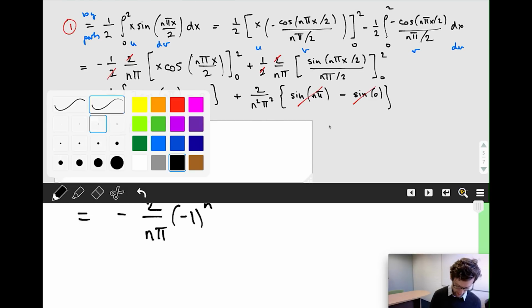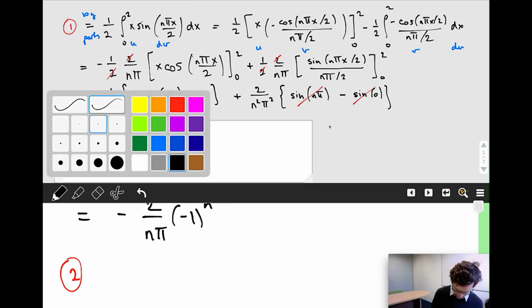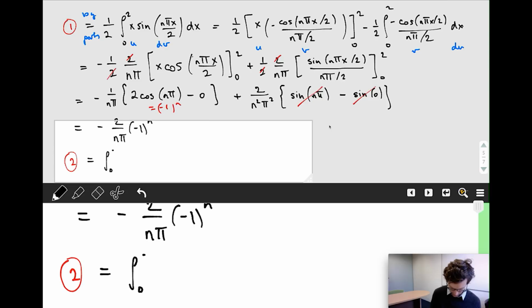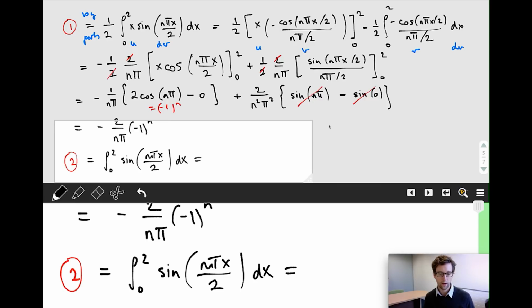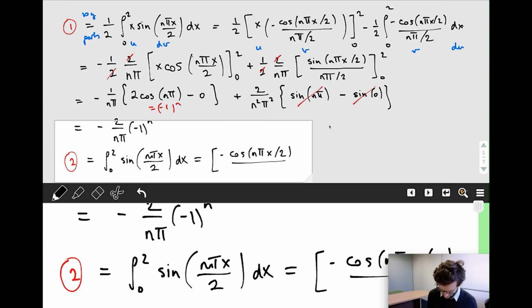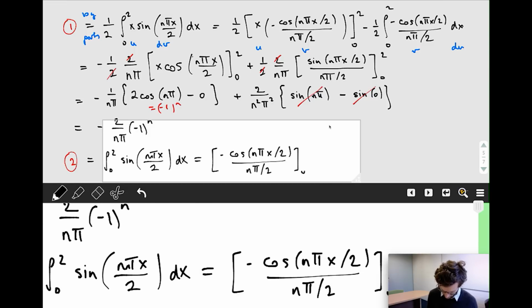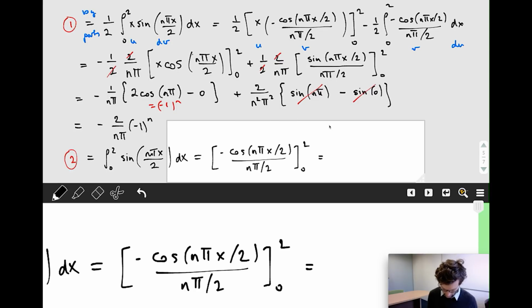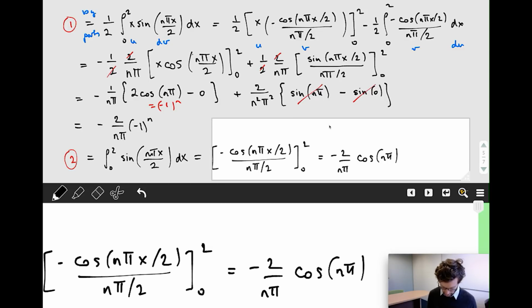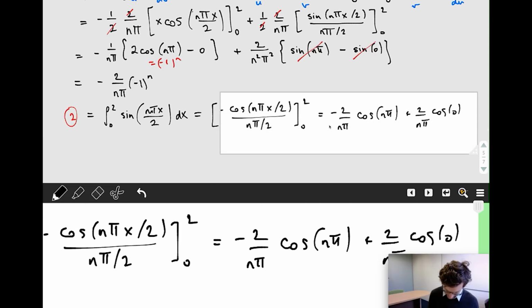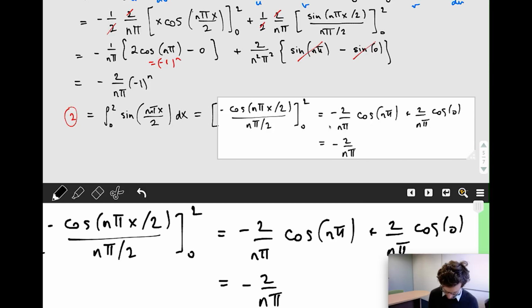Let's look at the second integral I needed to carry out. This one is a little bit easier. The second part is equal to the integral from 0 to 2 of sine n pi x over 2 dx. That's going to give me minus cosine n pi x divided by 2 all over n pi divided by 2, from 0 to 2. So that'll give me minus 2 over n pi cosine n pi plus 2 over n pi cosine of 0. So this is equal to minus 2 over n pi times minus 1 to the power of n plus 2 over n pi times cosine of 0, which is 1.